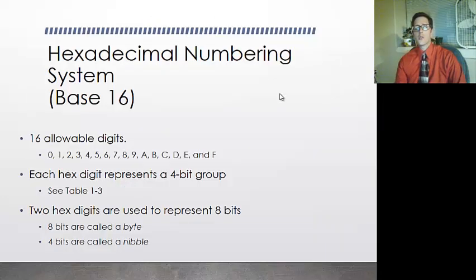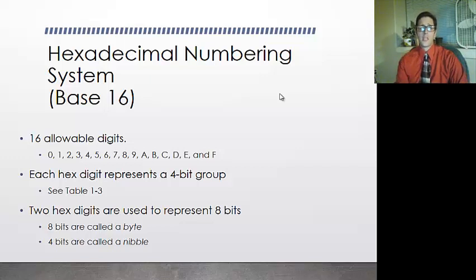Okay, so now we're going to go into hexadecimal number systems. And really the only difference here, we talked about binary, which was a base 2. We talked about decimal, which was a base 10. We talked about octal numbers, which was a base 8.